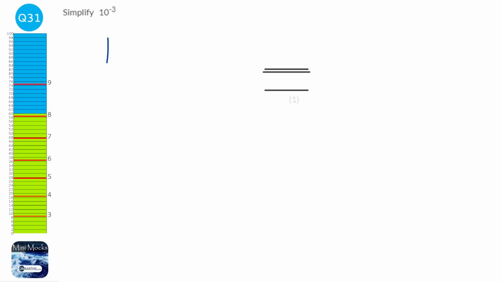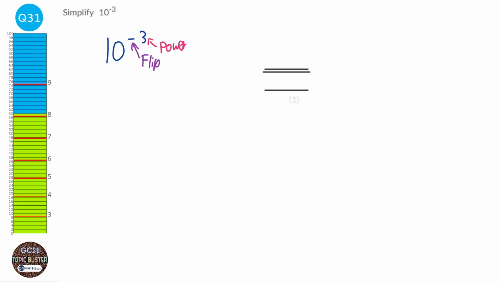There's 2 parts to this power. I'm just going to do it a bit bigger so we can see. We've got the negative here, and the negative will mean that we will find the reciprocal, and we've got this 3 here, which is just what the power will be. So how do we find the reciprocal?